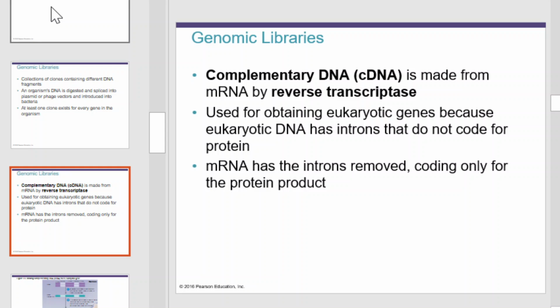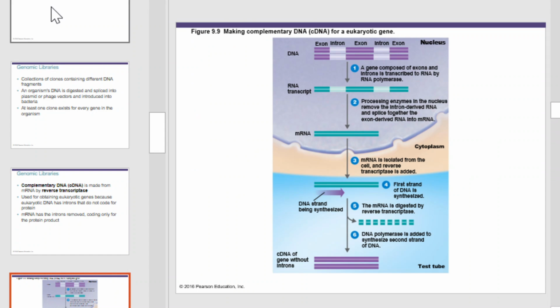Complementary DNA, or cDNA, is made from mRNA by reverse transcriptase. Complementary DNA is used for obtaining eukaryotic genes because eukaryotic DNA has introns that do not code for protein. mRNA has the introns removed, coding only for the protein product. This is an illustration of how cDNA, or complementary DNA, is produced for a eukaryotic gene.